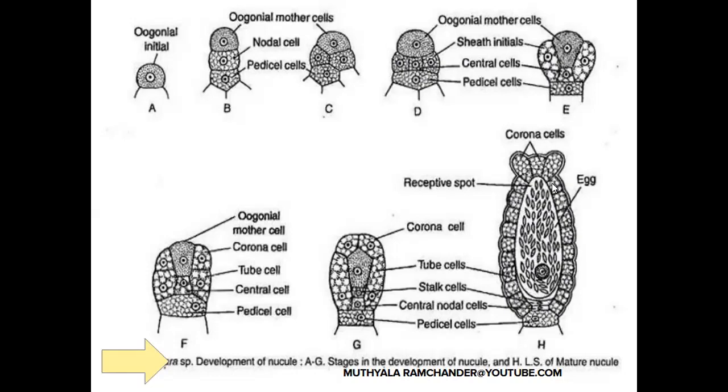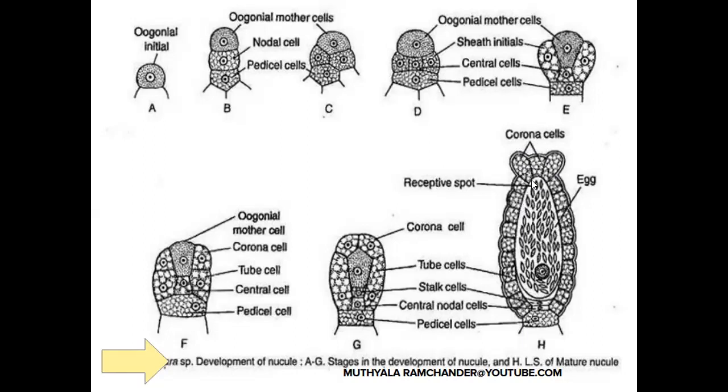The terminal parts of the 5 sheath cells are present at the oogonium. They act as a cap-like structure. That cap-like structure is called the corona. Corona means a cap-like structure present on the nucule of the Chara.